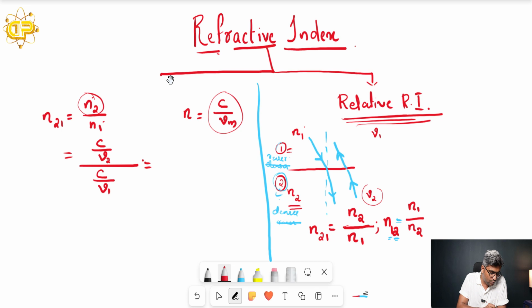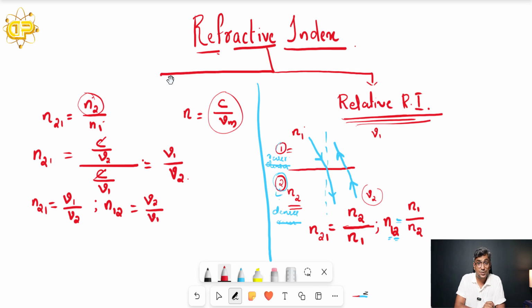And this will give you the C's will cancel out each other, and this will be equal to V1 by V2. So N21 is equal to V1 by V2. Similarly, if you're finding out N12, then you will get another relation, that is V2 by V1. So see the thing.